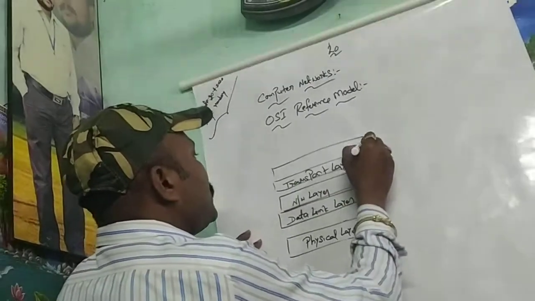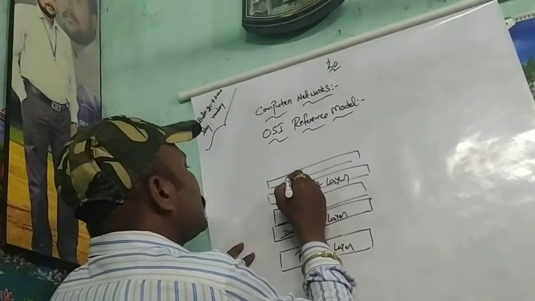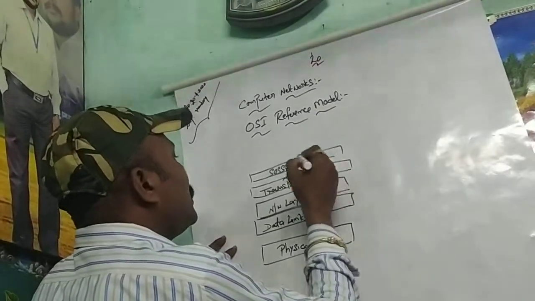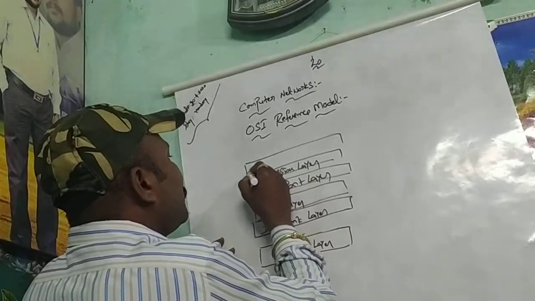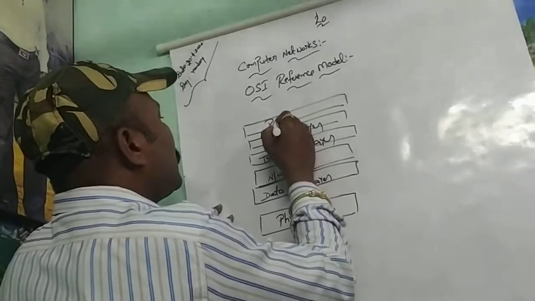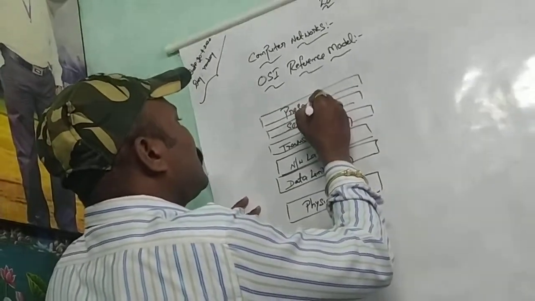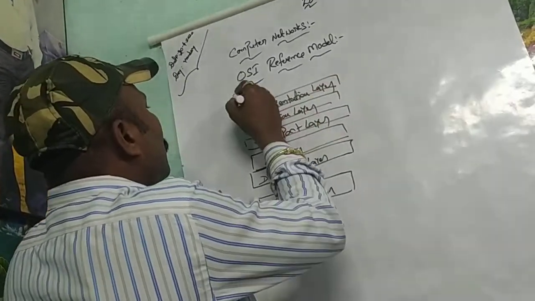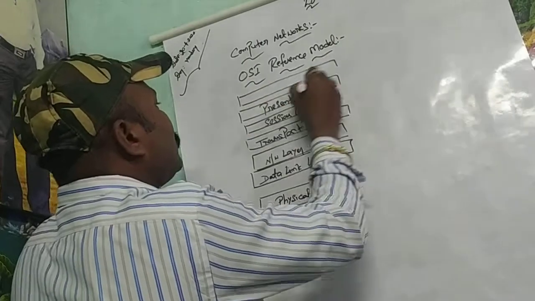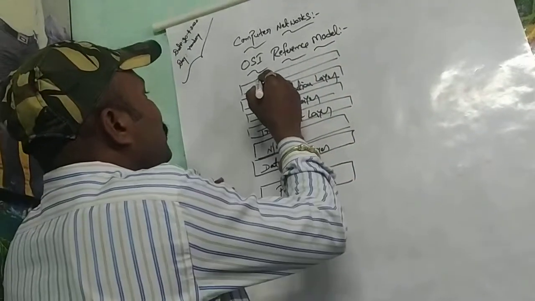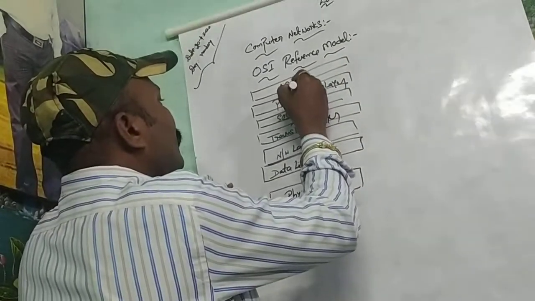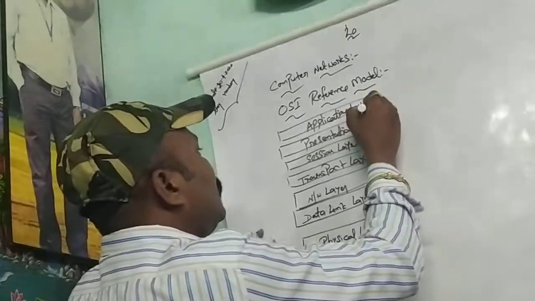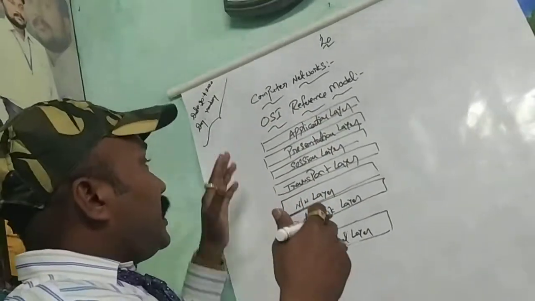Then what is the next one? Session layer. What is the next one? Presentation layer. So the final one, application layer. It is also called the desktop layer.